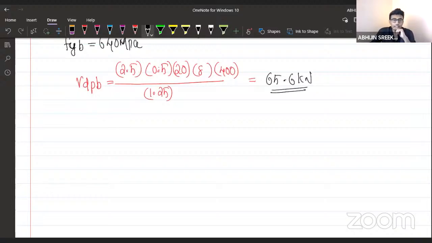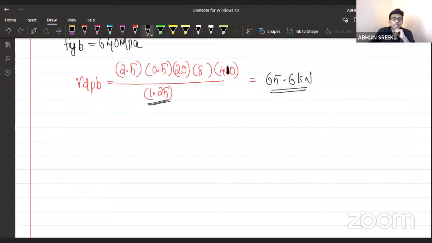Yes, I think this is 410, right? Small mistake is there. Let's correct this first. Is it 410 or 400? Gursaj is asking whether it is 1.25 or 1.5. See, it is 1.25. For bolt, it is 1.25 always. For workshop or site, it is 1.25 only.